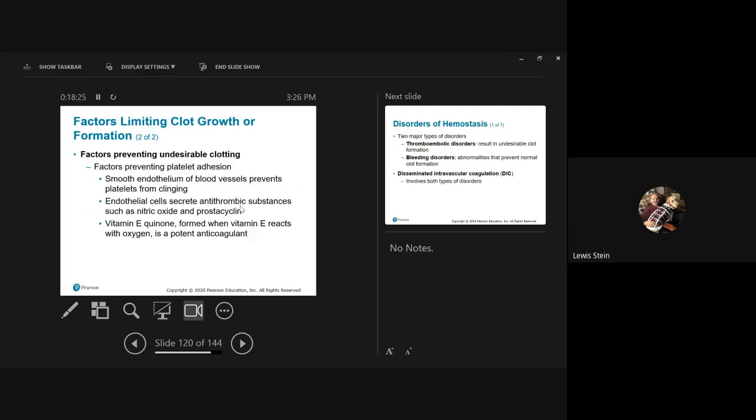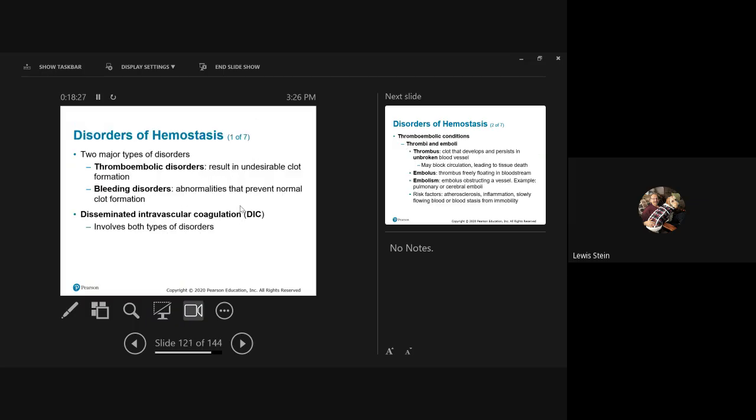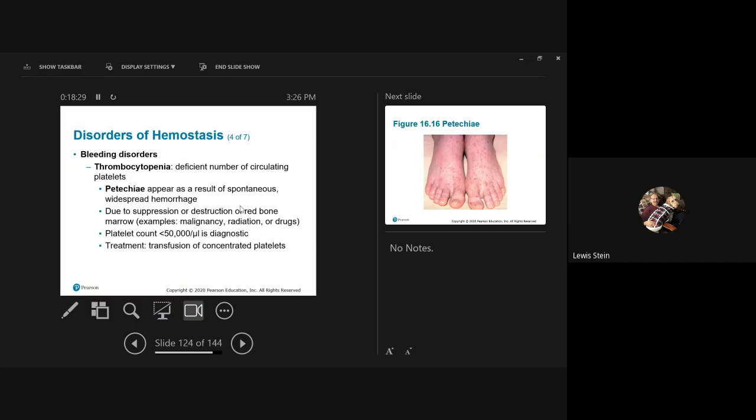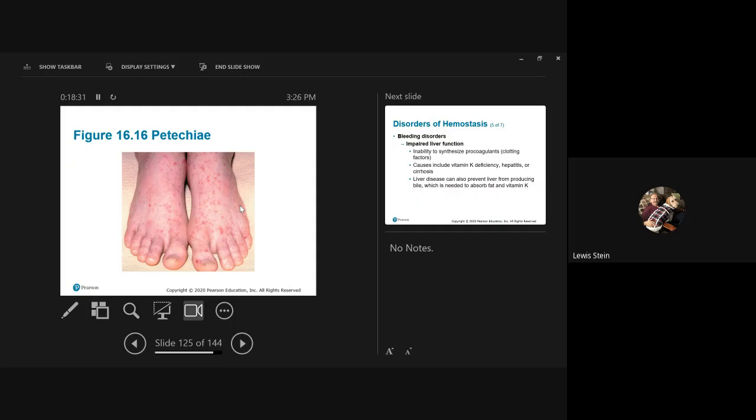So I'll go into all of that, and we'll go into the hemostatic things and petechiae and purpura.